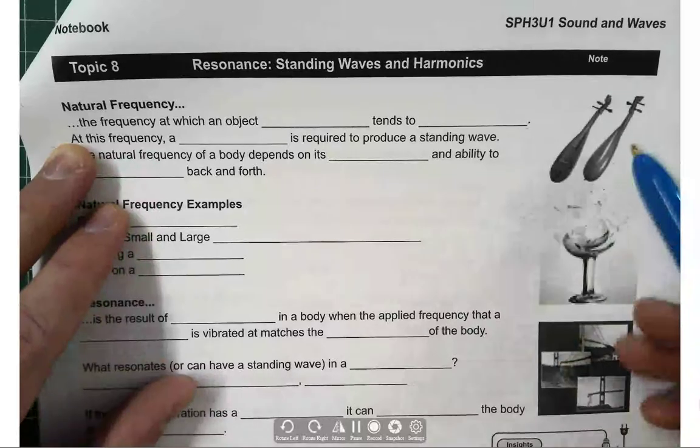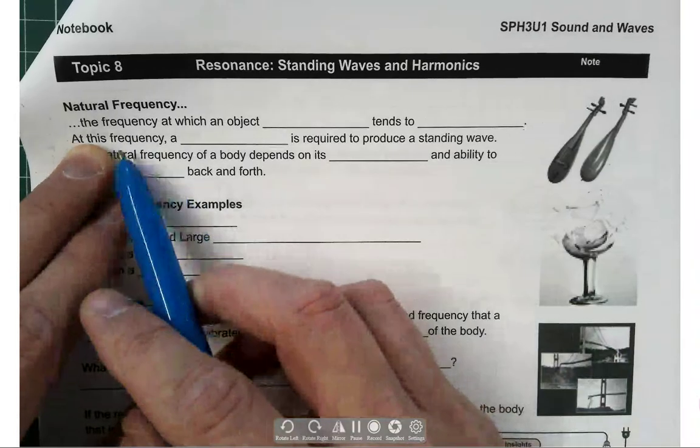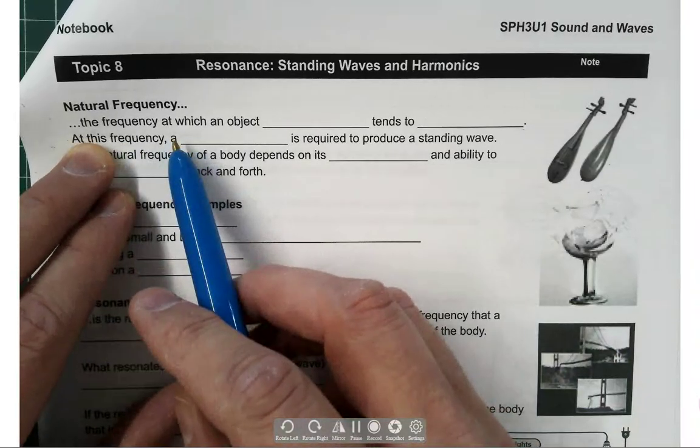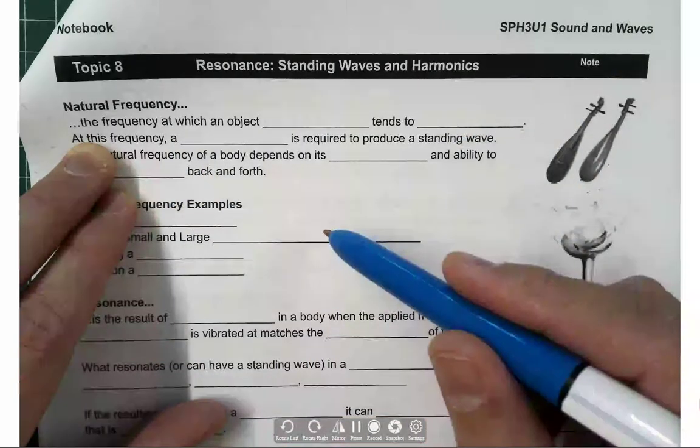A lute, for example. You can tell it's a lute because it has 3 tuning pegs. Anyway, the frequency, I don't know why people loot each other in video games. Looting. I don't know where that comes from.